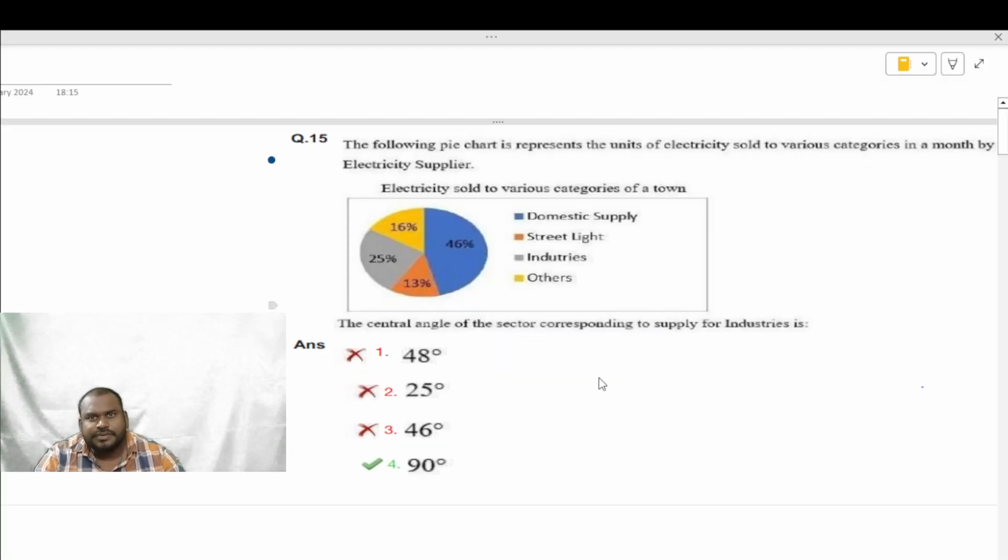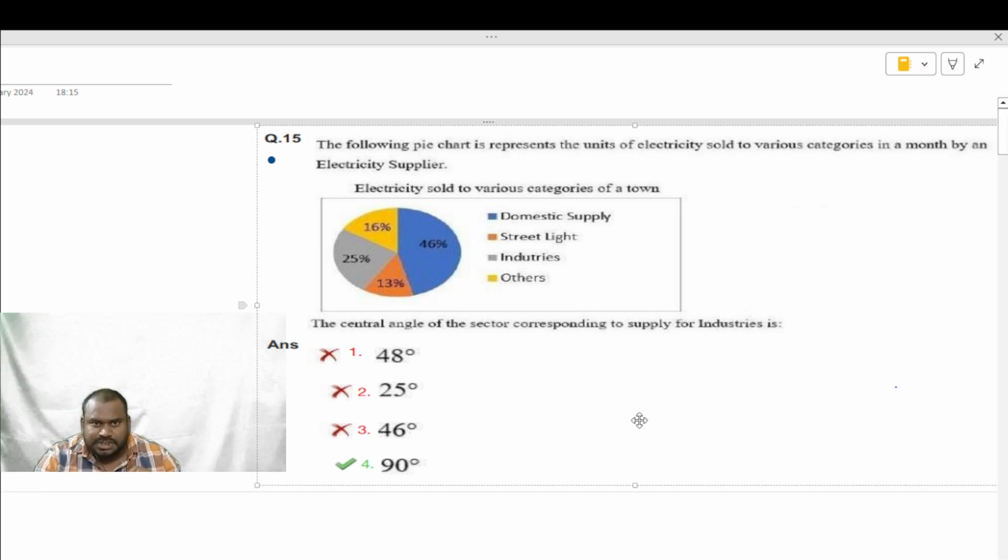So far, we have covered more than 120 questions on percentages. Now we are going to cover a few more questions from this SSC CGL paper itself.